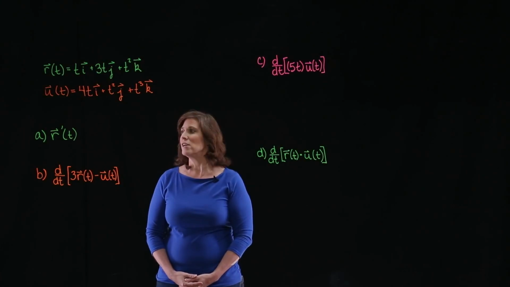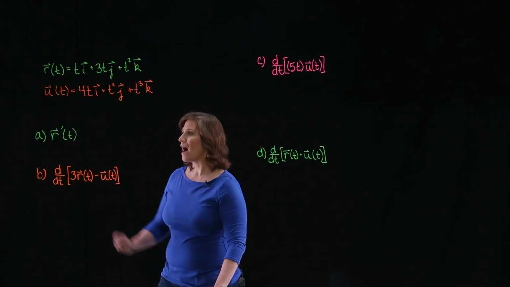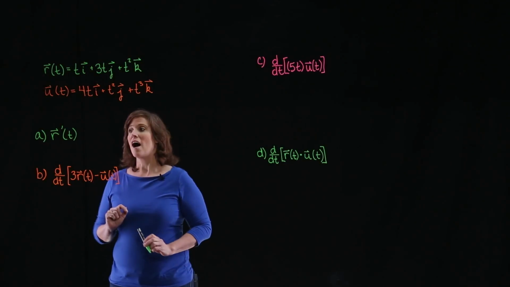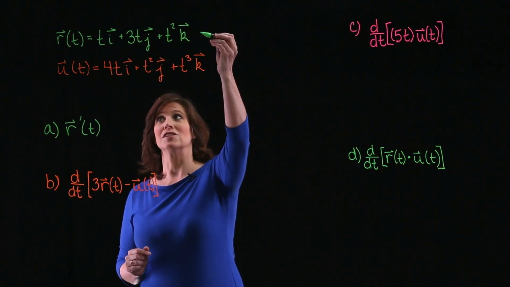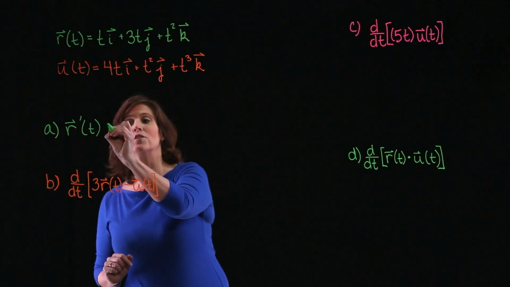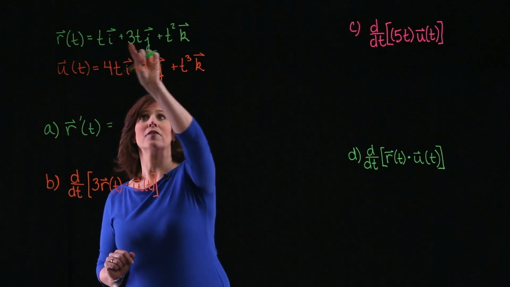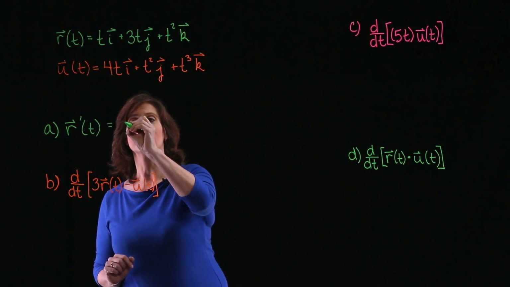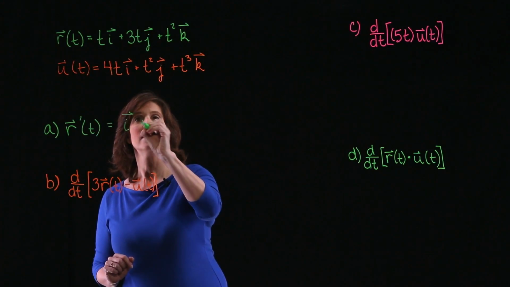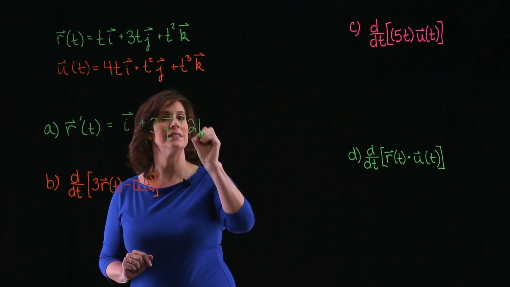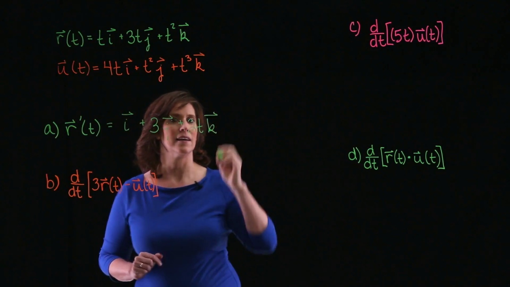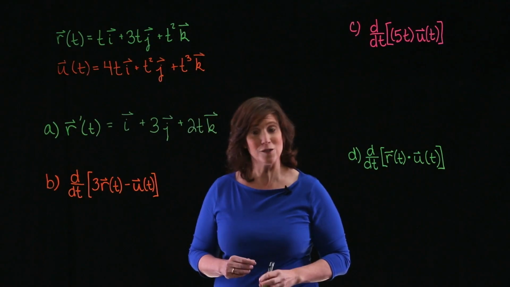In this problem, we're going to be using the properties of derivatives to evaluate a variety of derivatives. So let's start with part A. I want to find the derivative of my vector valued function r. Notice I was given two functions, r and u. So the derivative of r is simply the derivative of each of the components. So I'm going to have vector i plus 3j plus 2tk. That's all that was required for the first one.